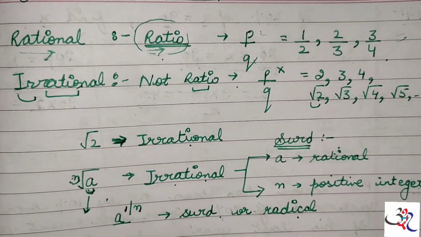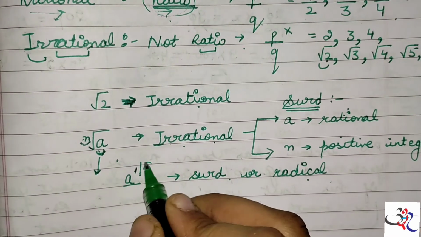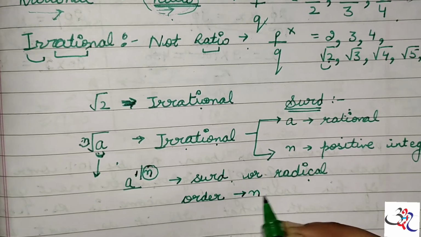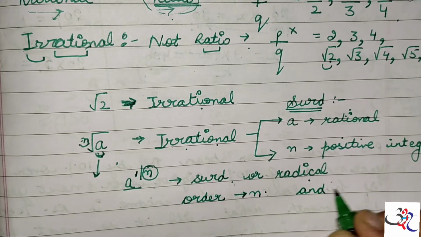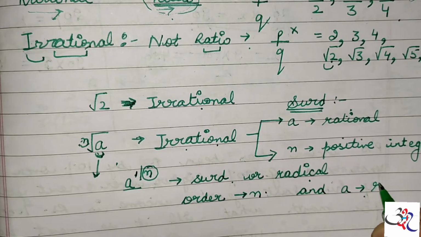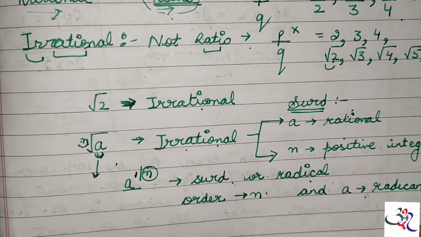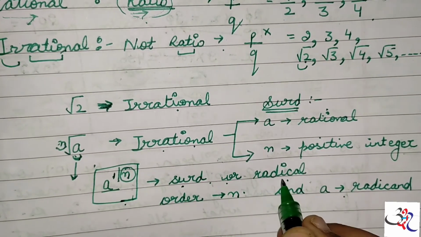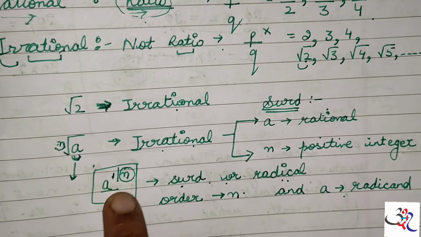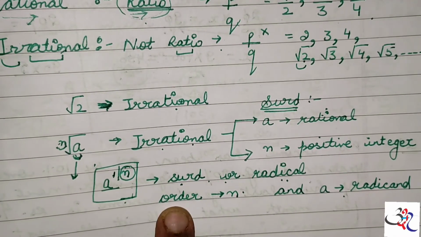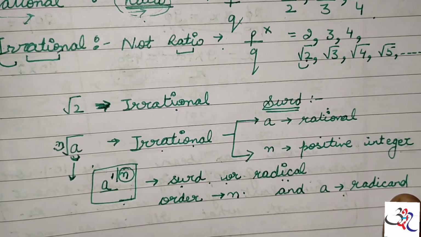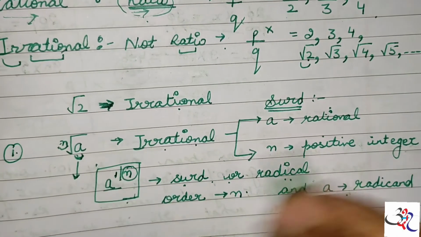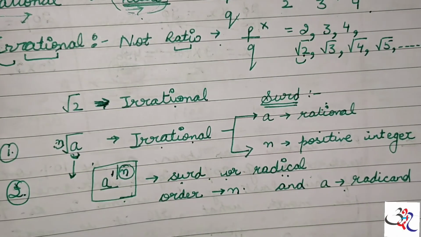And I can say one more thing: the order of this surd is n, and a is also called the radicand. So this complete part, a raised to the power 1 by n, is called a surd or radical, and individually, n is called the order of this surd and a is called the radicand of this surd. Understood? So there are the two conditions first and then their naming convention.